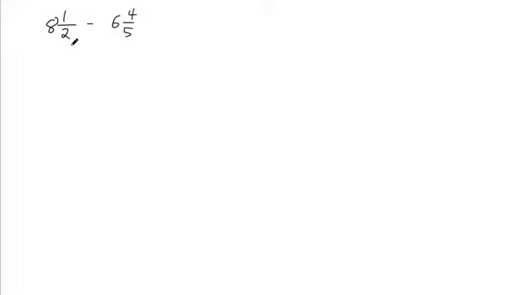Before you add or subtract mixed numbers, it's probably a good idea to start by turning them to improper fractions, because any other method involves special cases, special situations, but this method always works. So the improper fraction of 8 1/2 is 17 over 2.